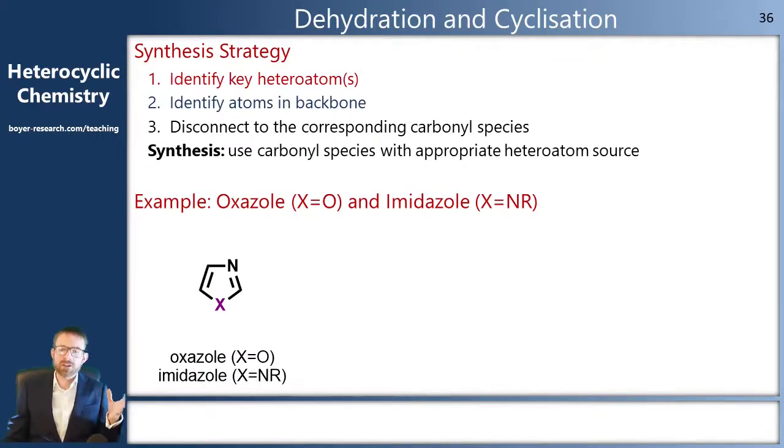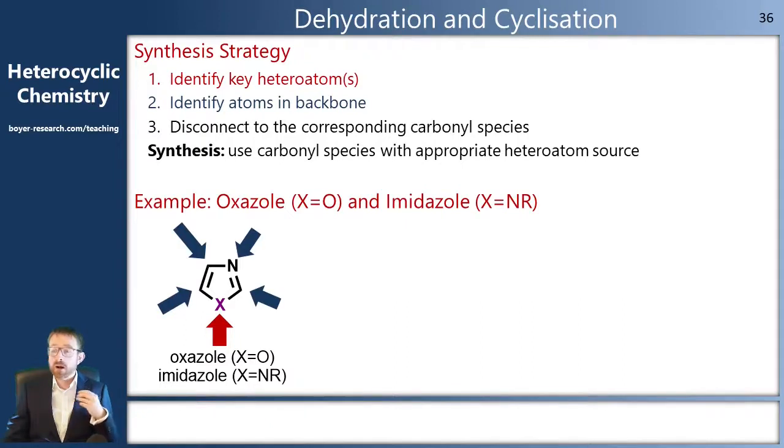What happens when our heteroatoms are not next to each other? So, for example, using oxazoles or imidazoles. Well, again, we can apply the same strategy. However, this time we're going to look at our key heteroatom, which is the X. So in oxazole, that's an oxygen, and in the imidazole, that's an NR group.